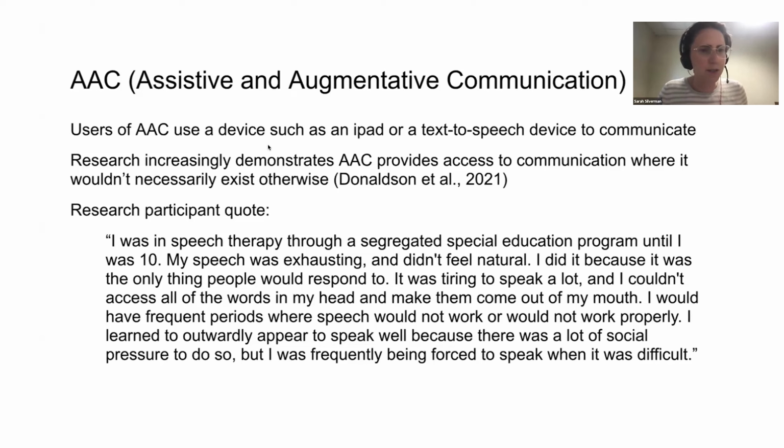The research participant said, I was in speech therapy through a segregated special education program until I was 10. My speech was exhausting and didn't feel natural. I did it because it was the only thing people would respond to. It was tiring to speak a lot, and I couldn't access all of the words in my head and make them come out of my mouth. I would have frequent periods where speech would not work or would not work properly. I learned to outwardly appear to speak well because there was a lot of social pressure to do so, but I was frequently being forced to speak when it was difficult.